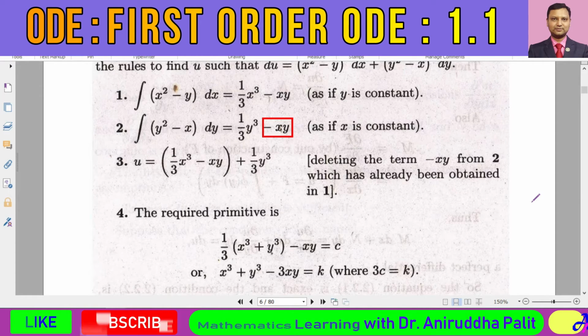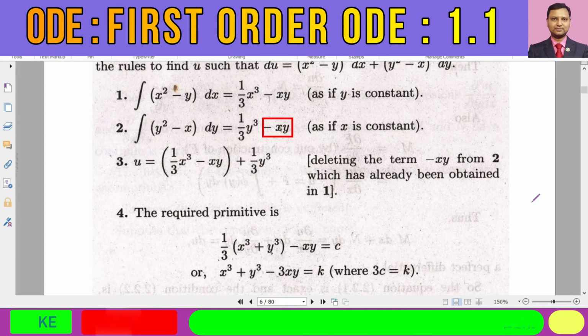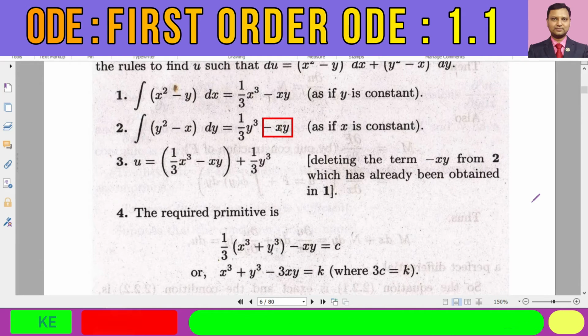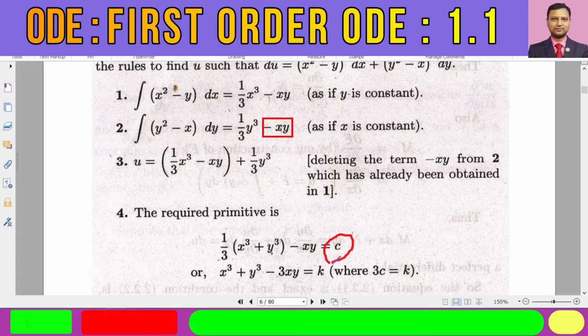Sir, x cube plus y cube minus 3xy equal to k is the final solution of that equation. Don't ever say final solution. There is no such final solution. The technical term is that either you get a general solution, or a particular solution, or a singular solution. Okay. So over here, this c is an arbitrary constant, and what is k?